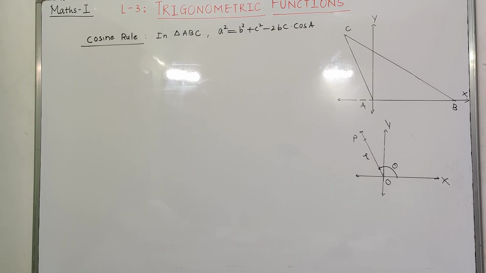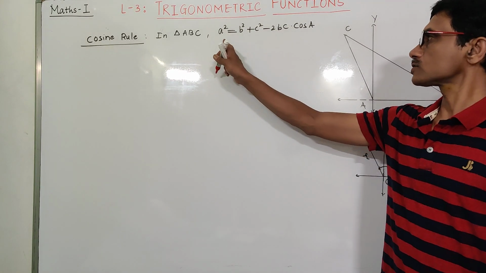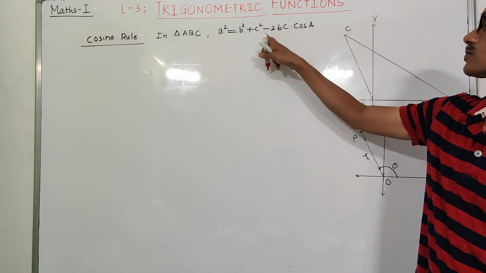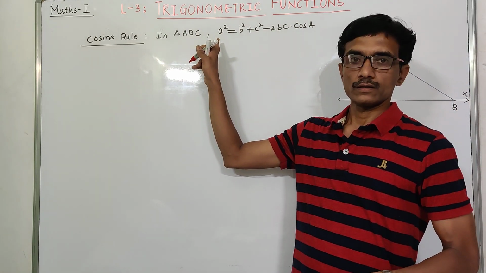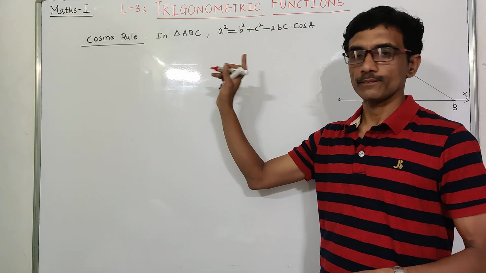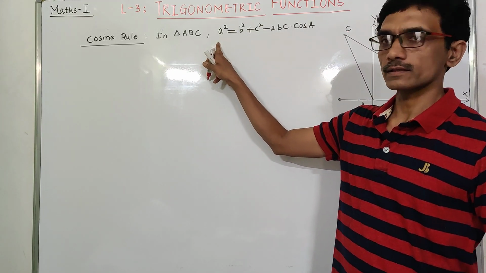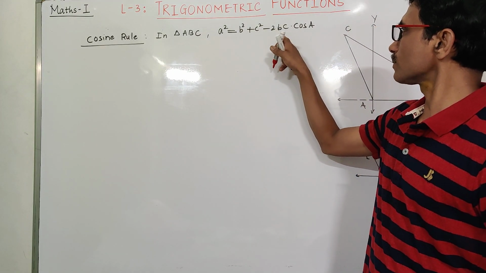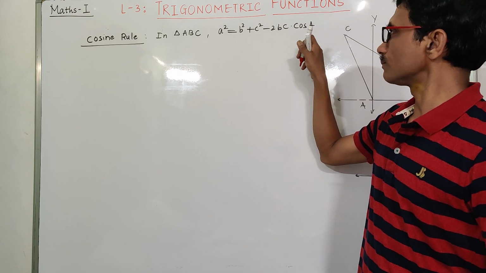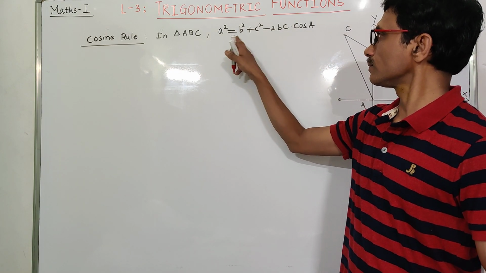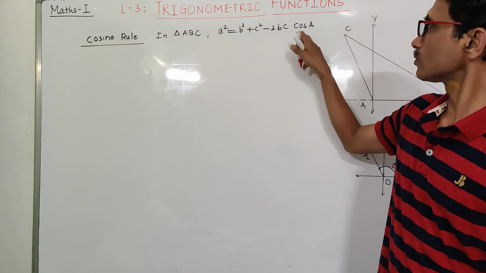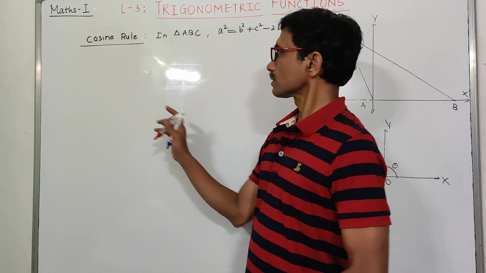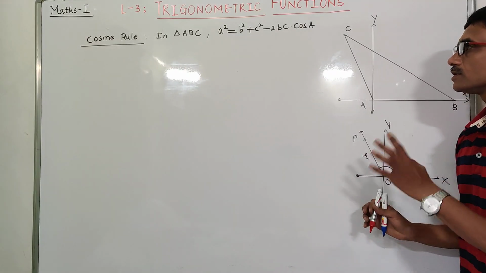Cosine rule. In triangle ABC, a square is equal to b square plus c square minus 2bc cos A. Similarly, these are symmetric expressions, so b square we can find. b square is a square plus c square minus 2ac cos B, and c square will be a square plus b square minus 2ab cos C. Like this. This is the cosine rule in triangle ABC.